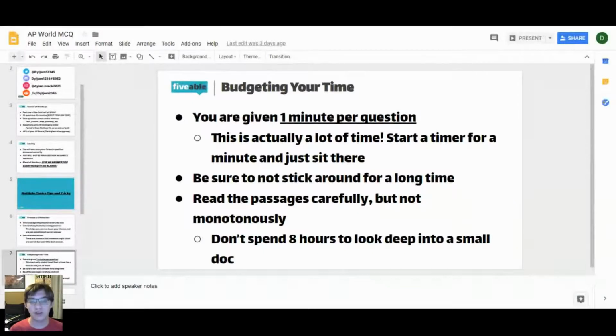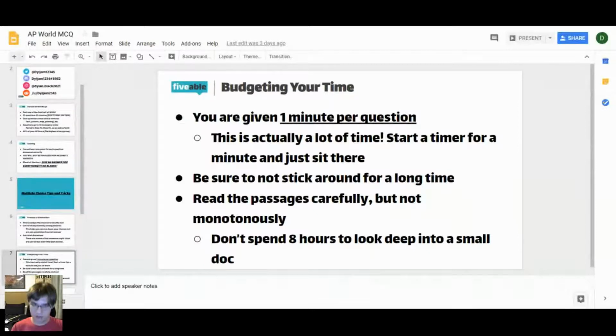But if you're really stuck on a question and you've been spending the last 5 minutes on it, you might want to put down your best guess and then go to the next question and maybe circle it. What I did was I would have the Scantron, and for the ones that I didn't really have much confidence in, I just circled them on the Scantron, like the little number. The problem is that reading the stimulus and understanding the stimulus takes a few minutes.